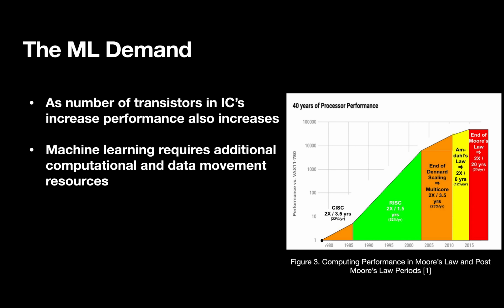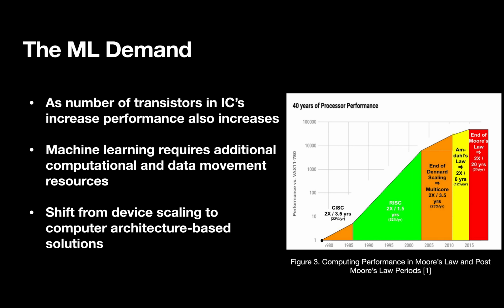However, we see that today, the demand for machine learning to tackle larger problems has led to a thirst for additional computational and data movement resources, and further improvements to memory bandwidth, density, and capacity cannot keep up with the scaling of transistors. Therefore, the focus has shifted from device scaling to computer architecture design in an attempt to meet today's machine learning requirements.